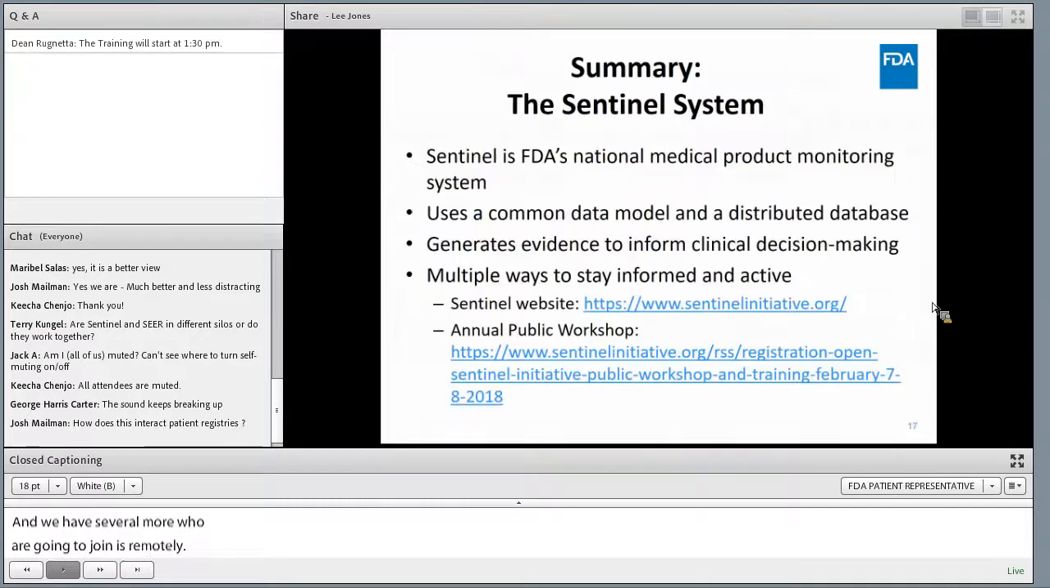Next slide, please. So in summary, Sentinel is FDA's national medical product monitoring system that uses a common data model and a distributed database. It generates evidence to inform clinical decision making, and there are lots of ways to stay informed and active with Sentinel. And here are some links to help guide you to those activities.